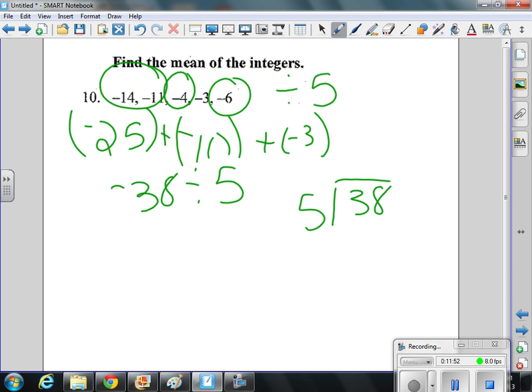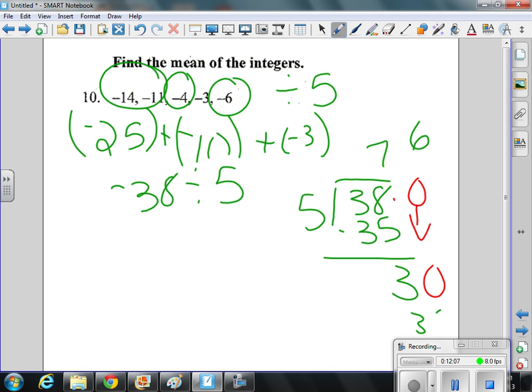How many 5s go in 38? Hopefully you're saying 7. Okay, at this point, I'm able to add a decimal point and a 0. How many 5s go in 30? I hope you're saying 6. And our decimal point goes straight up. So our answer would be negative. Negative divided by positive is negative 7.6.